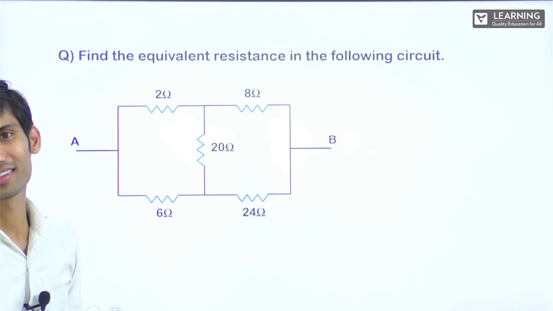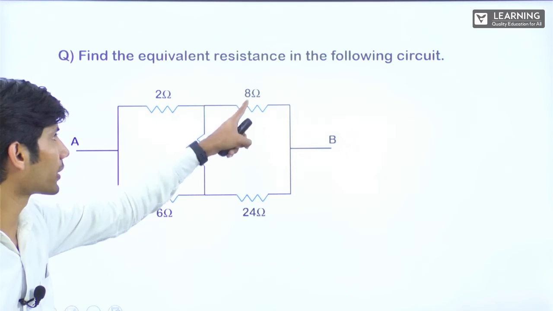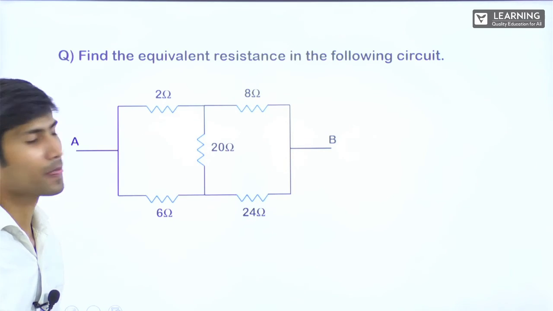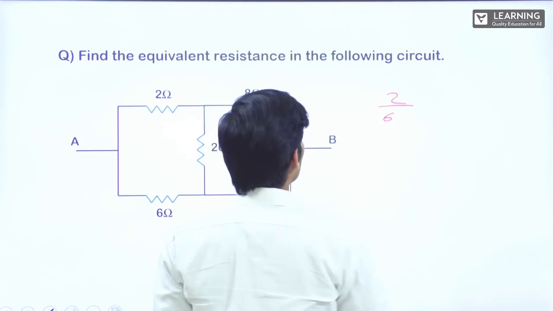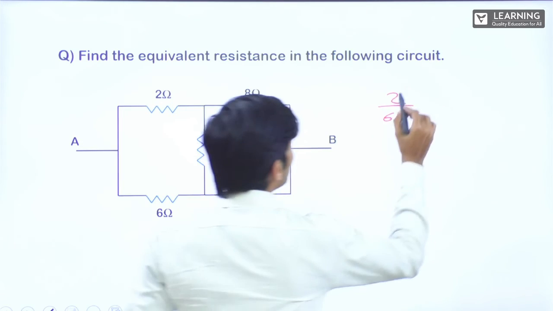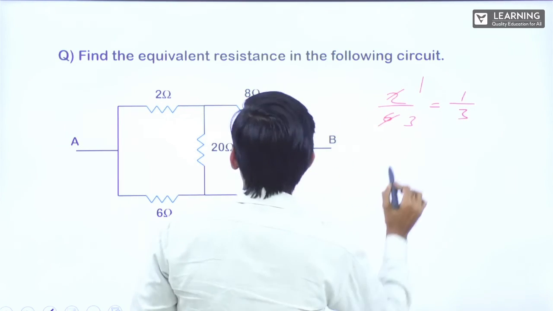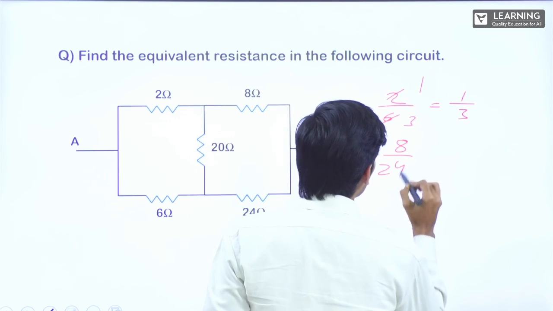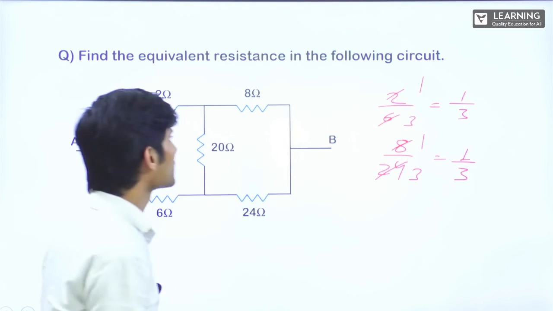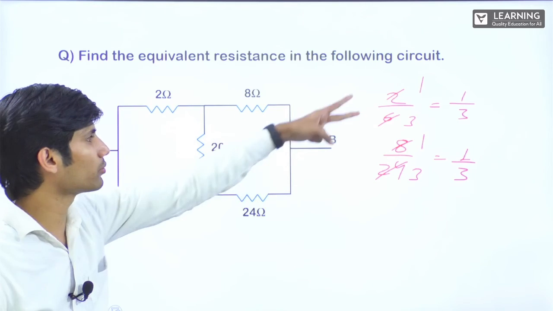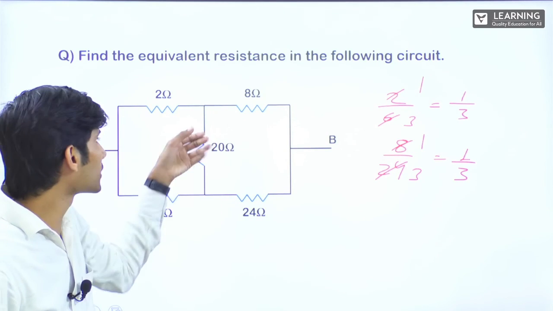What we'll do first, we'll see whether the ratio of this resistance and this resistance is equal to the ratio of this resistance and this resistance. Is it equal? Just check. 2 by 6, how much is it? 2 ones are 2, 2 threes are 6, that is equal to 1 by 3. And 8 by 24, 8 ones are 8, 8 threes are 24, that is equal to 1 by 3. That means this ratio is equal to this. See, both are 1 by 3. That means this point and this point are at same potential. I can remove this wire.